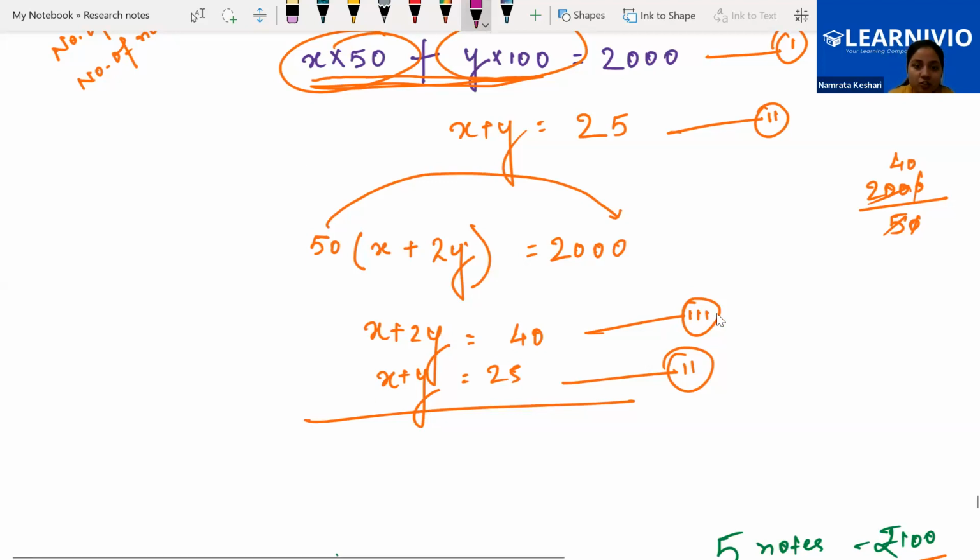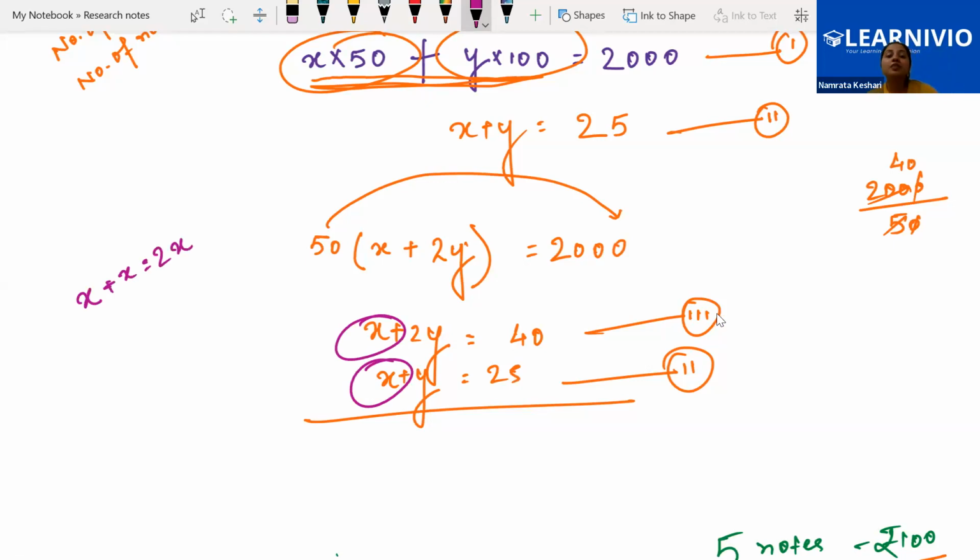Because here, when x is there and x is there, if you add them, x plus x will become 2x, which we don't want. The method of elimination says to eliminate any one of the variables, to remove the variable. So we want to get rid of this x. To eliminate this x, what to do? Subtraction, so that x minus x will become 0.